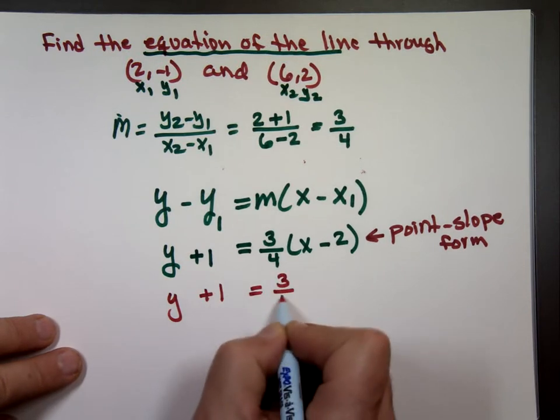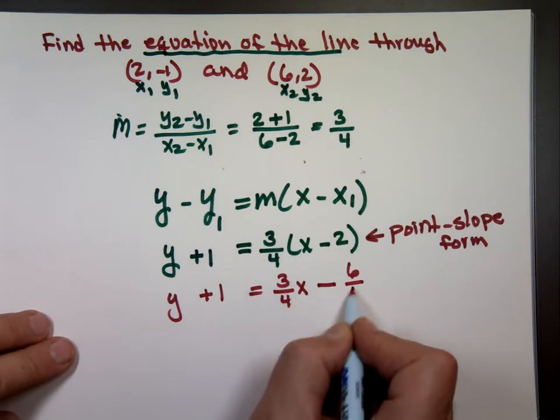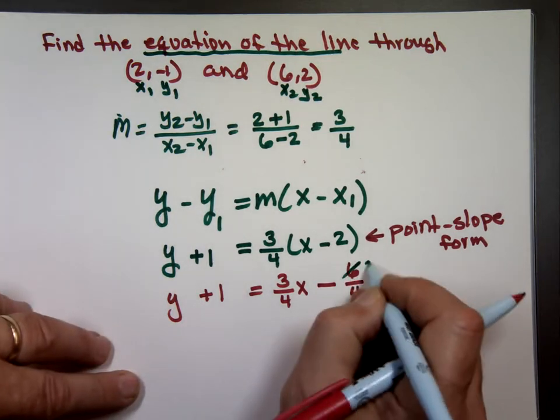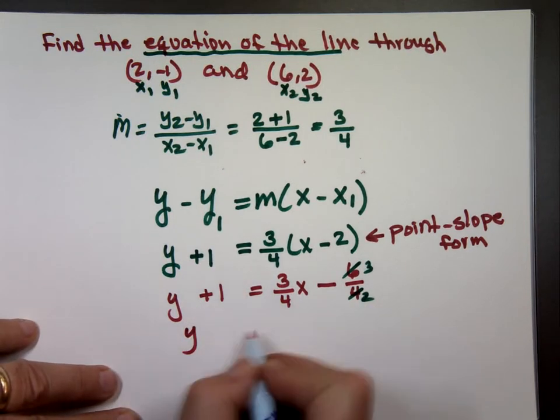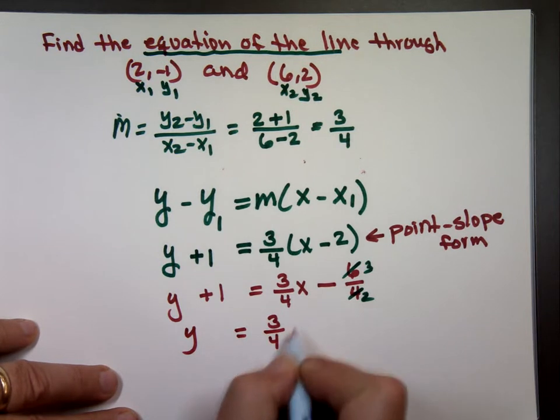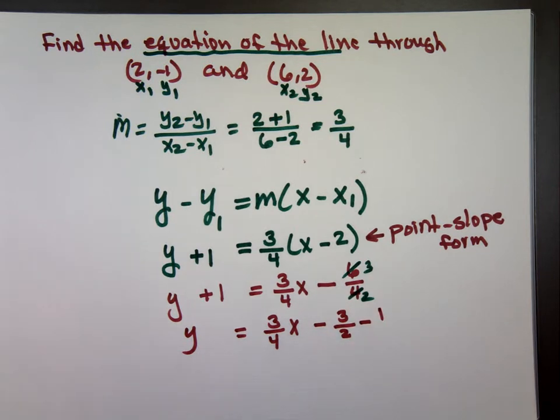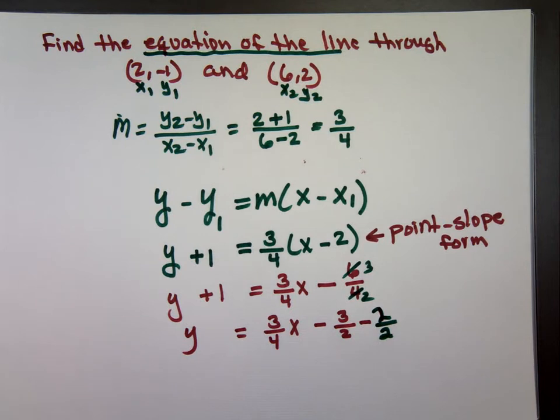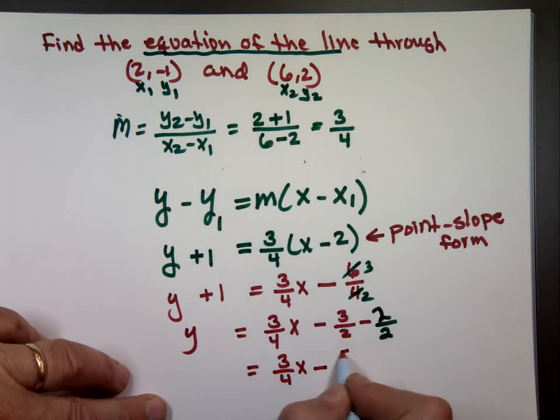3 over 4x minus 3 times 2, that's what? 6 over 4. Can we simplify 6 over 4? 3 over 2, right? Take the plus 1 to that side. We're going to have what? 3 over 4x minus 3 over 2 minus 1. Yes, the 1 is actually what? 2 over 2? Yes. So this becomes 3 over 4x minus what? 5 over 2.